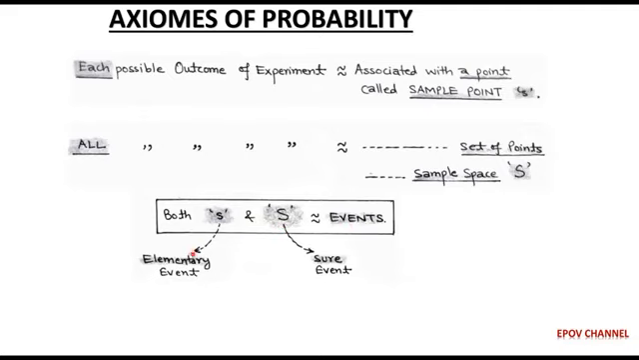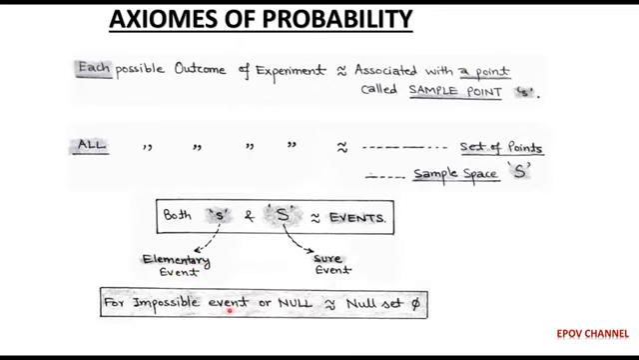Small s corresponds to an elementary event, that occurs only one time and is associated with a single point in the sample space, while the capital S is called a sure event, which includes all the possible outcomes of the experiment that surely occur. Or we can say that a sure event is the combination of a number of elementary events. Besides elementary and sure events, there is an impossible event that is represented by the null set phi.